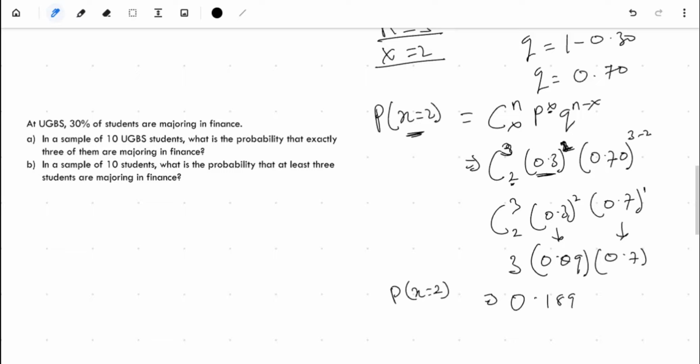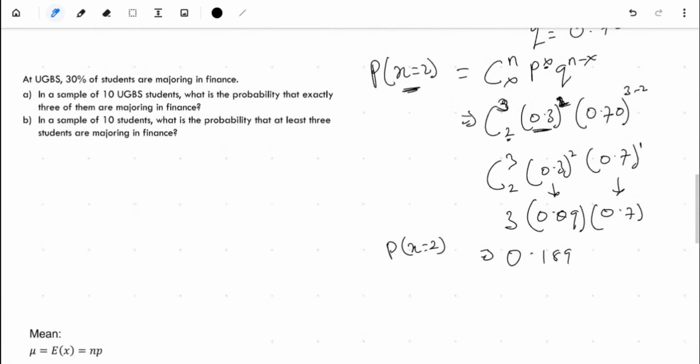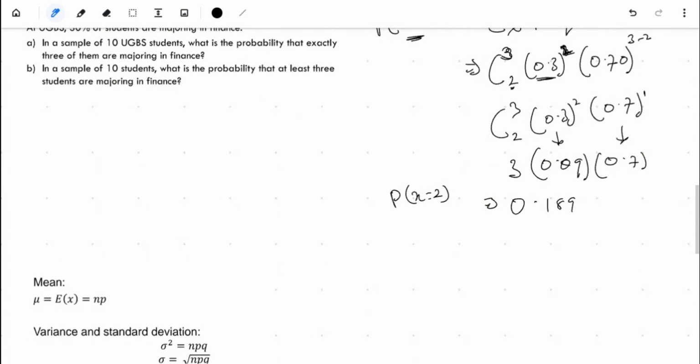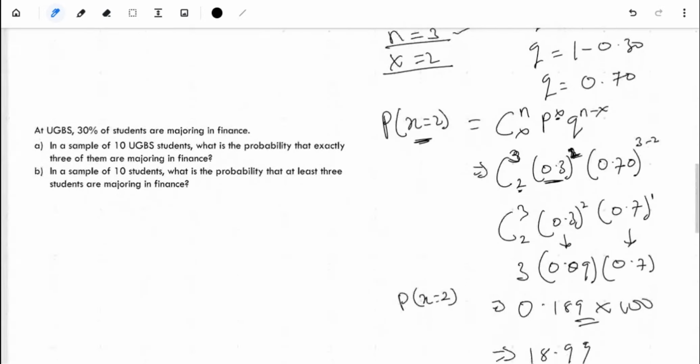So this is the probability that two out of the 3 will buy, right? Probability can be represented in percentage, so you can leave your answer like this, or represent it in percentage. Let's multiply this by 100, and you get 18.9%. So this is the percentage that 2 out of the 3 customers that enter the store will buy from the store. So that's our first question.